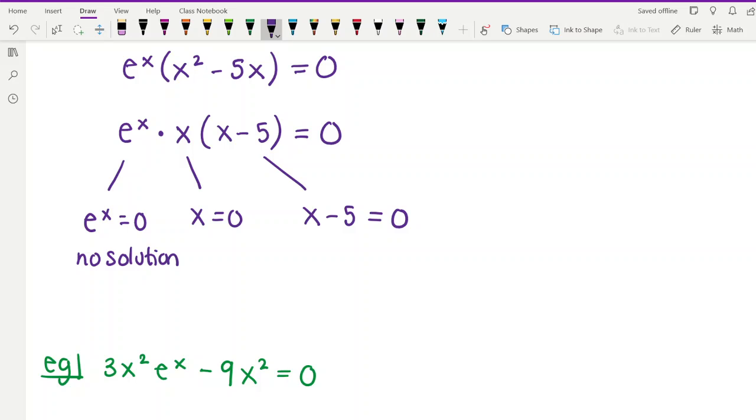Now, I want to be clear that that does not mean that the whole equation has no solution. It just means that the solutions are not going to come from this part being 0. So in order for this equation to be true, we're going to rely on one of these two factors being 0. This is not going to be the factor that gives us the solution. But that doesn't mean we give up and say there's no solution. That means that either x is 0 or x is equal to 5.